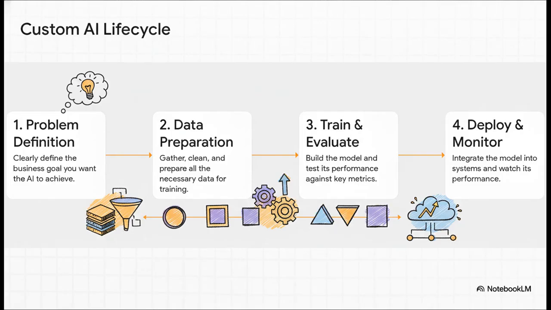And make no mistake, this isn't magic. It's a very deliberate, structured process. It always starts with defining the problem. What exactly are we trying to achieve? Then comes the hardest part, honestly, data collection and preparation. You have to gather, clean, and format all the right info. After that, the model gets trained and tested to see how well it actually performs. And finally, you release it into the wild. You deploy it and keep a close eye on it to make sure it's actually doing its job.